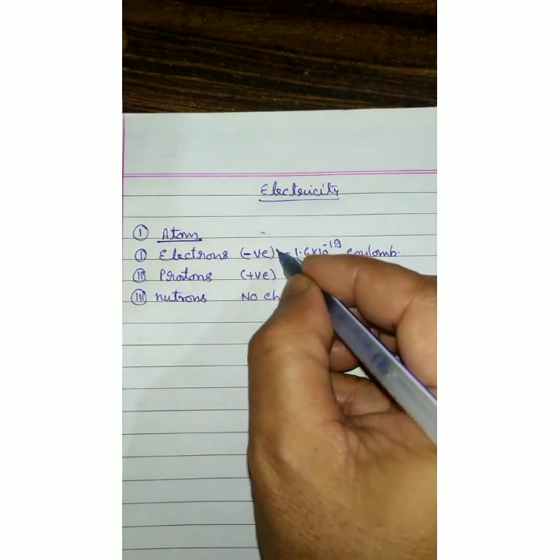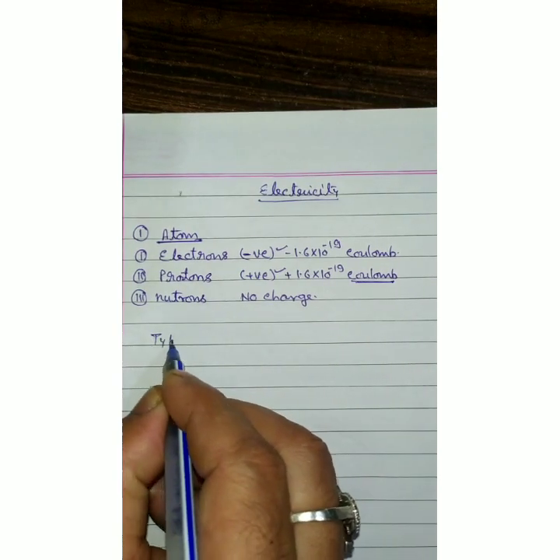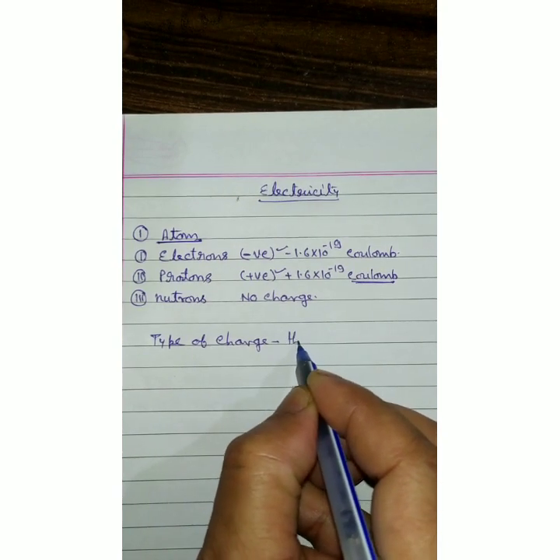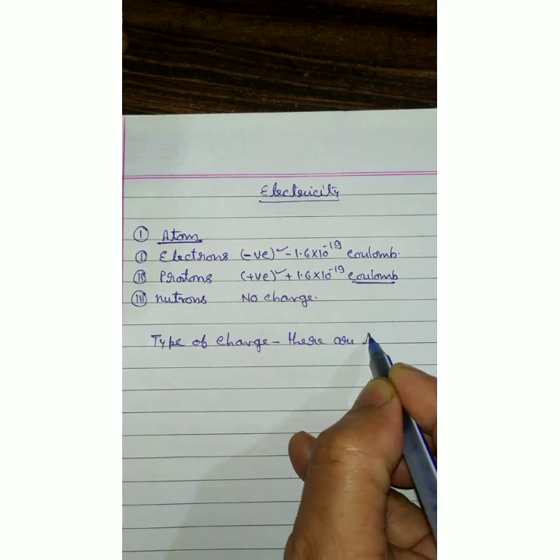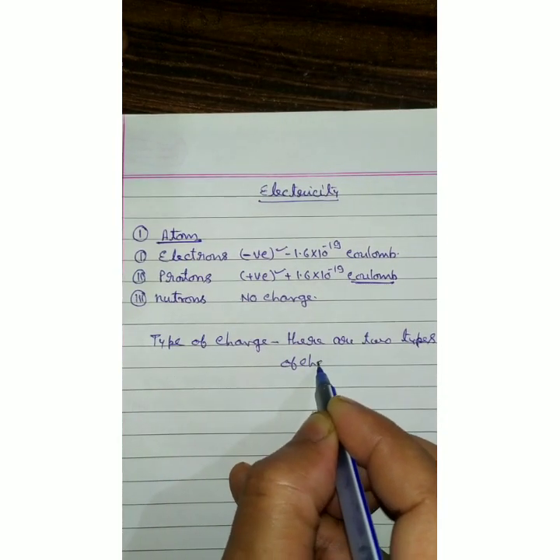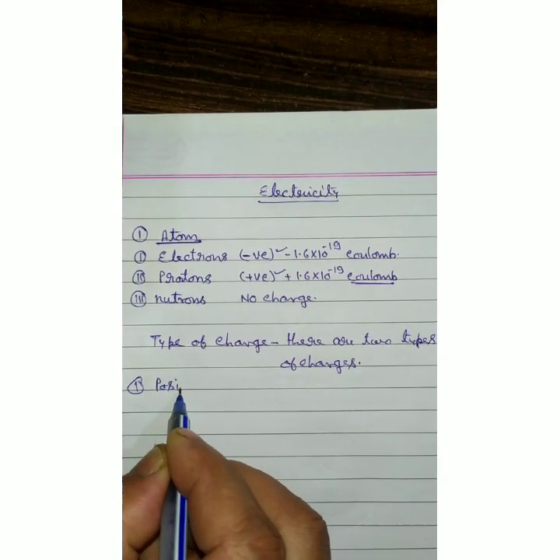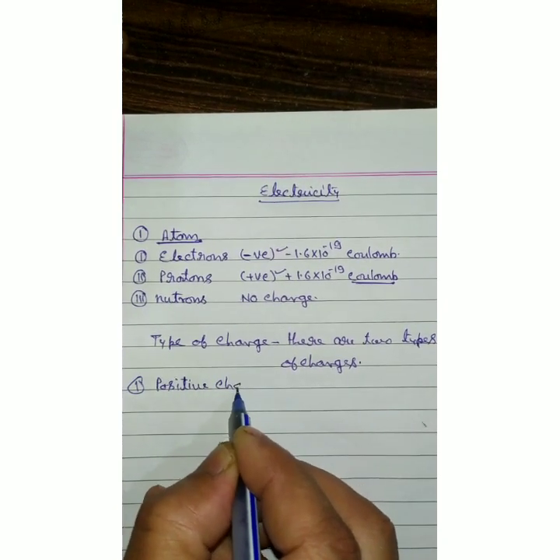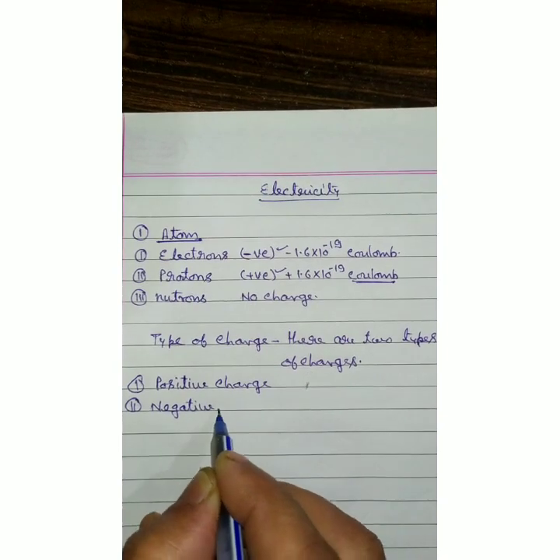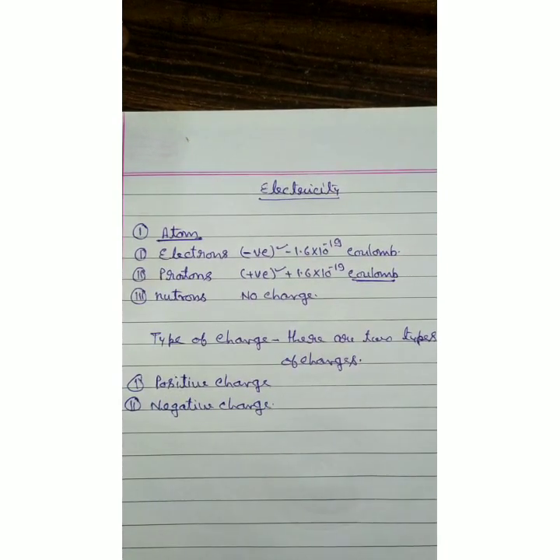So there are two types of charges: number 1, positive charge, and number 2, negative charge. Positive charge and negative charge.